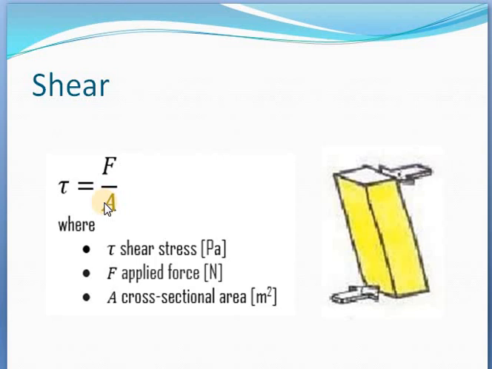So this equation will give us the direct shear stress. Shear stress is represented by the symbol tau. Tau is equal to load divided by area. So this is the equation used for calculating the shear stress.